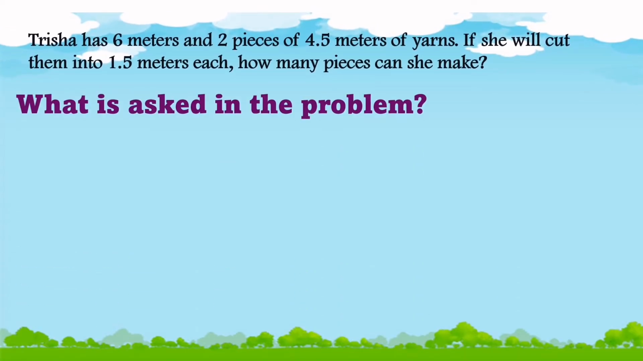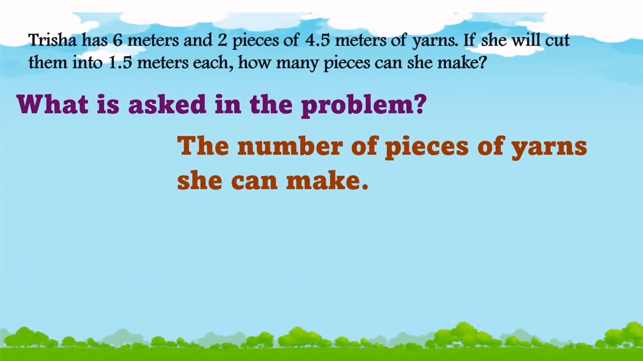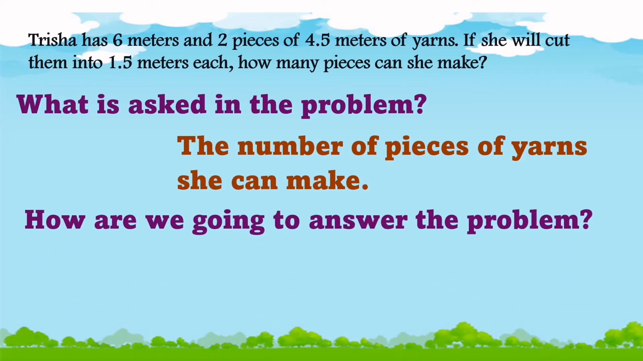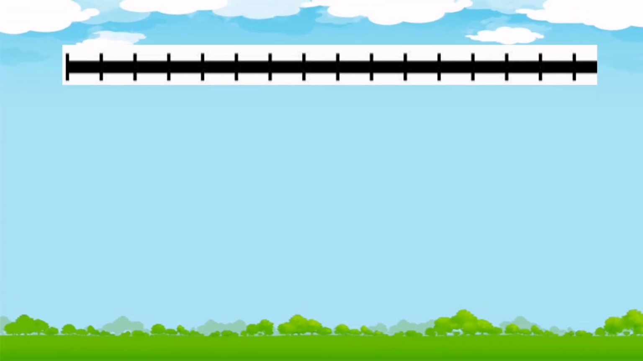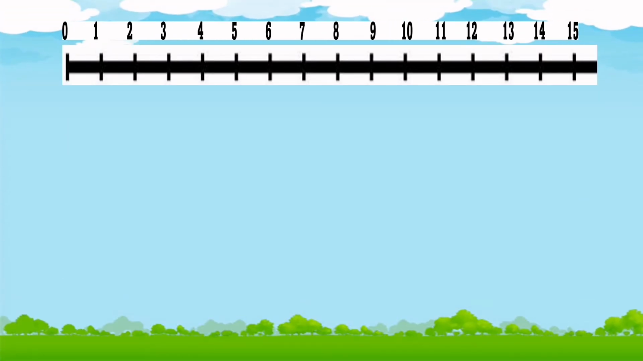What is asked in the problem? The number of pieces of yarn she can make. How are we going to answer the problem? Let us illustrate it using the number line to find the answer. So here is the number line. Let us illustrate the yarns that Tricia have.